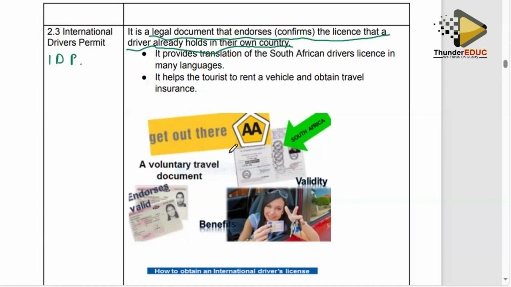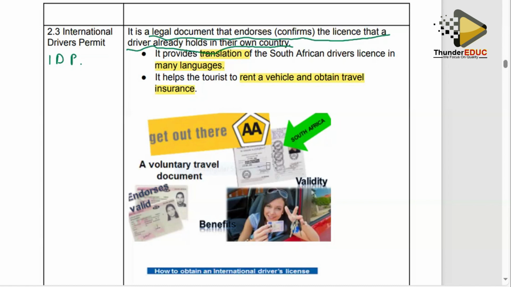It also provides translation. When someone is carrying an IDP, it provides translation of the South African driver's license in so many languages. So it helps a tourist to rent a vehicle and obtain travel insurance. When you go into a foreign country and you're carrying an IDP, you can be allowed to rent a vehicle or to obtain what is known as travel insurance. So the first thing which I will discuss is, who issues it?